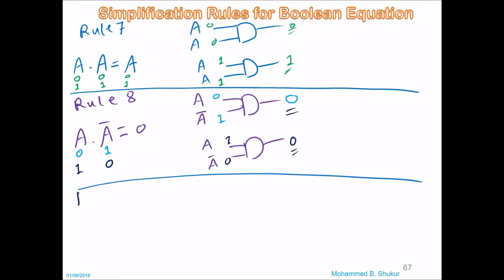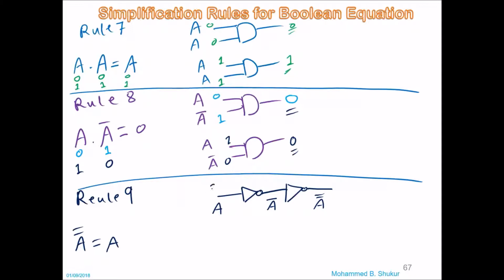Now we have rule number 9. In rule number 9, A double bar equal to A. To represent A double bar, I plot a double inverter. So when the input equal to A, here I have A bar because of the inverter, then I have A double bar. I suppose the input equal to 0. So A bar, the inverse of 0, is 1. Then I take the inverse again, I have 0. So you can see when the input A equal to 0, the output A double bar equal to 0 too.